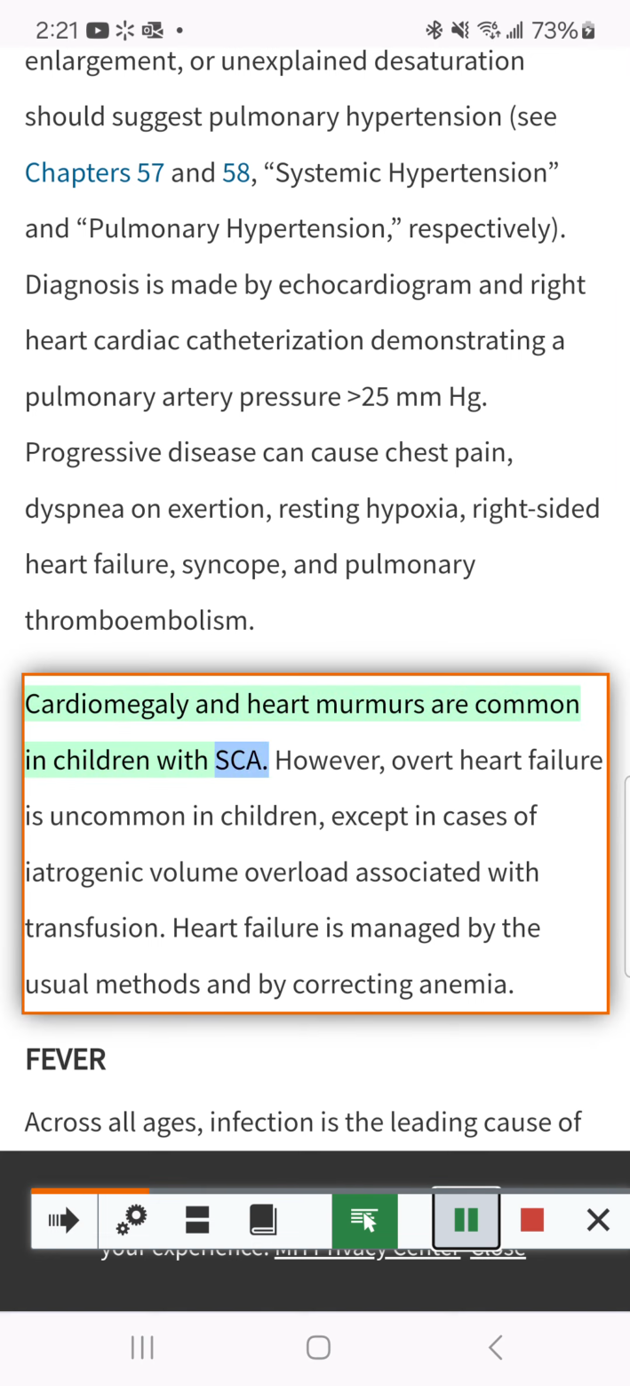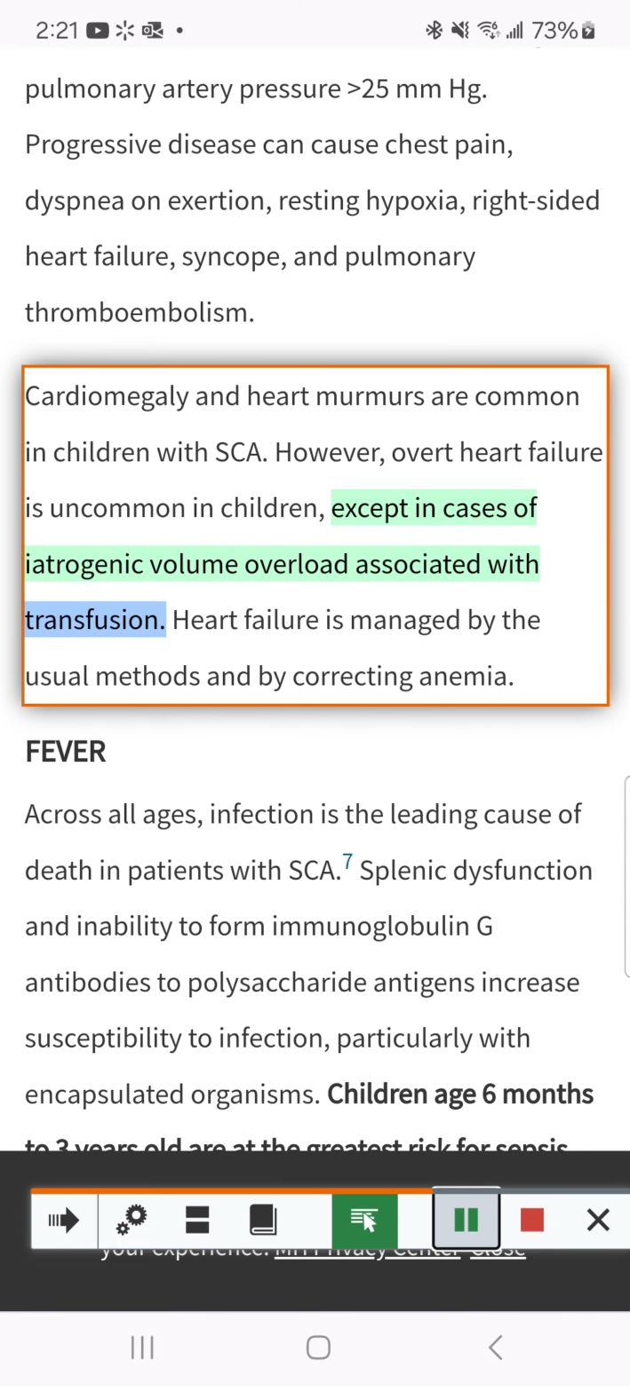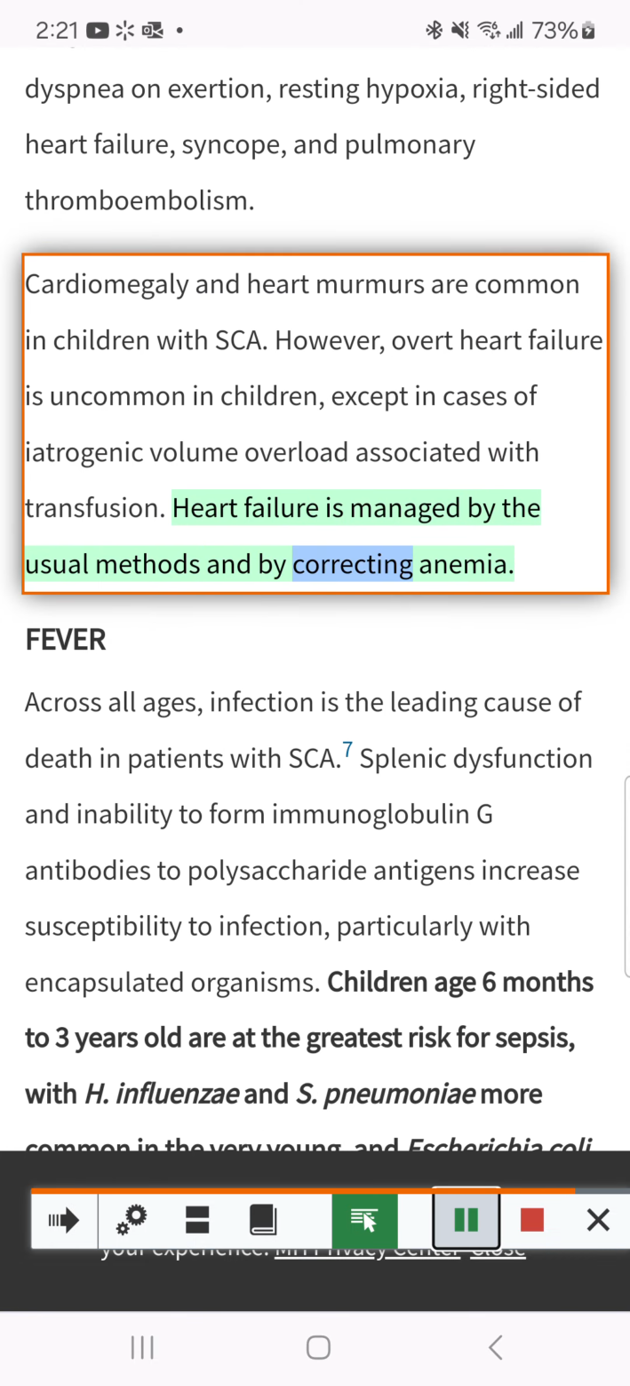Cardiomegaly and heart murmurs are common in children with SCA. However, overt heart failure is uncommon in children, except in cases of iatrogenic volume overload associated with transfusion. Heart failure is managed by the usual methods and by correcting anemia.